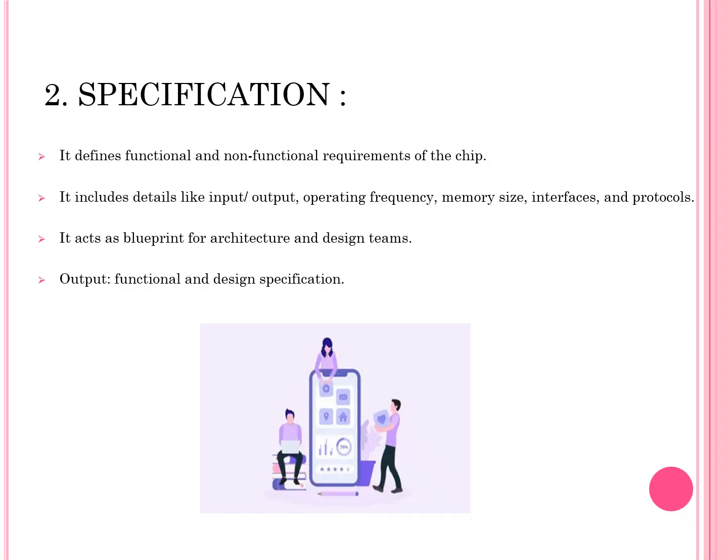The output of this stage is the functional and design specification, which becomes the foundation for the next step, the architecture design phase. In short, specification translates the initial idea into a well-defined, measurable set of design objectives that guides the rest of the design flow.